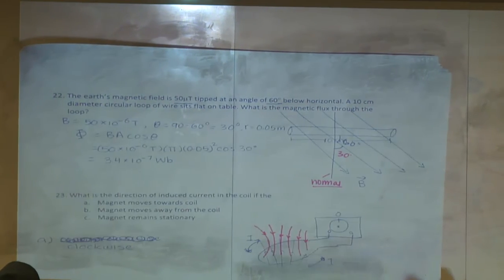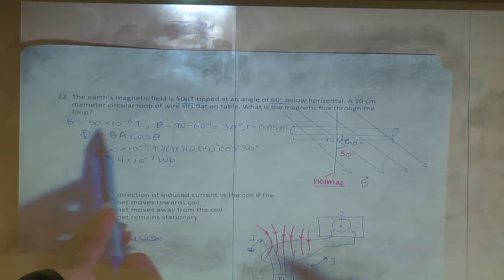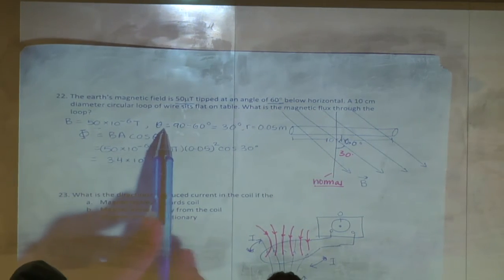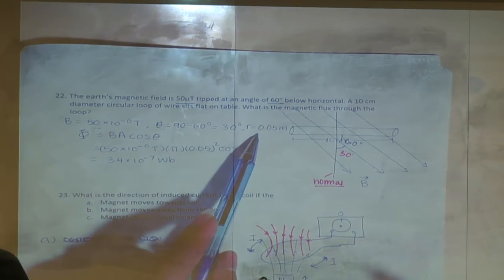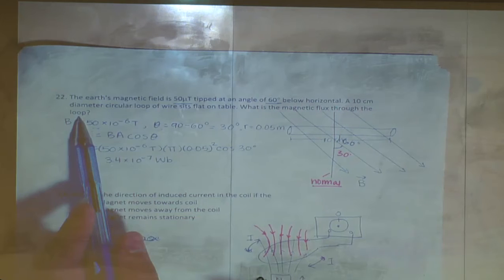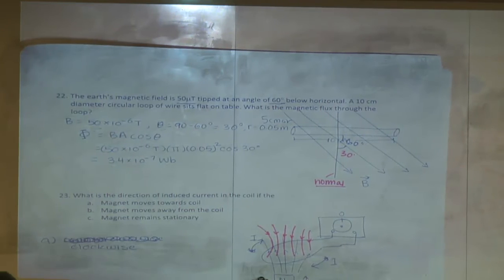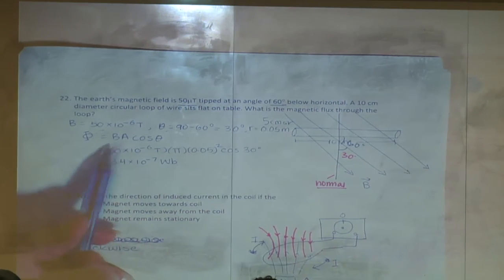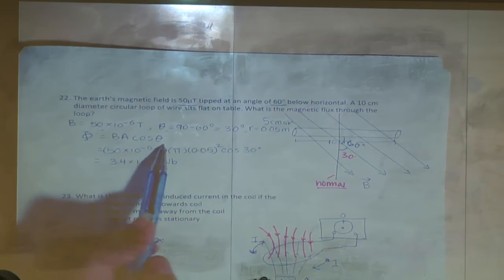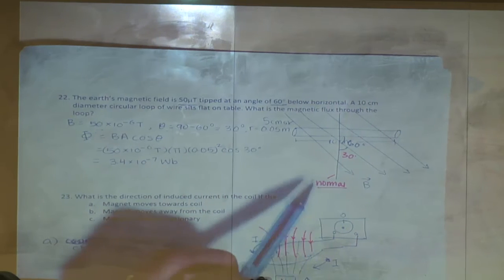All right, that being said, if we convert the magnetic field into Teslas, it would be 50 times 10 to the negative 6 Teslas, and the angle is 30. The distance is 0.05 meters because the diameter is 10 centimeters, so 10 divided by 2 is 5 centimeters, or 0.05 meters, right? The formula for magnetic flux is magnetic field times the area times the cosine of the angle between the magnetic field and the normal.